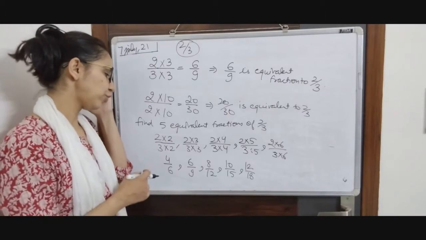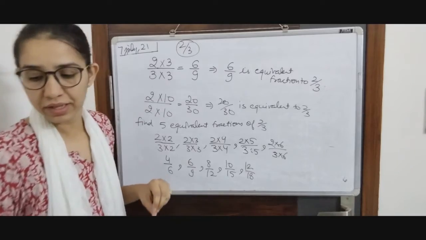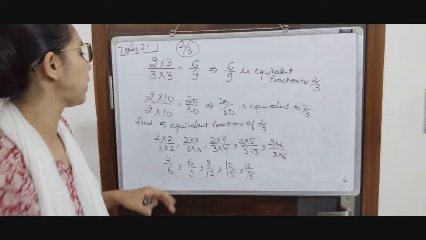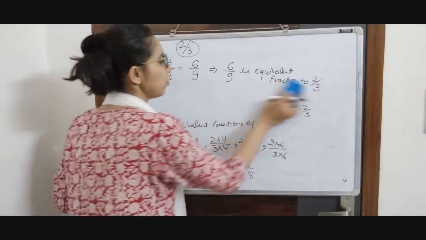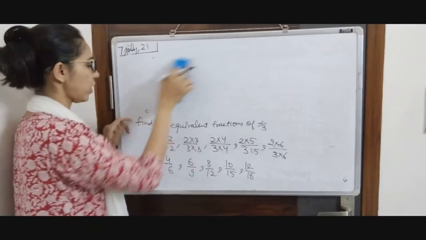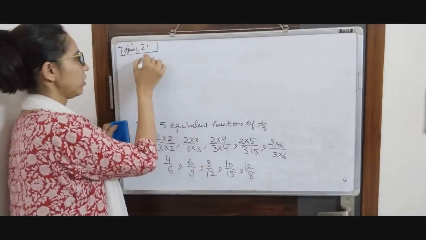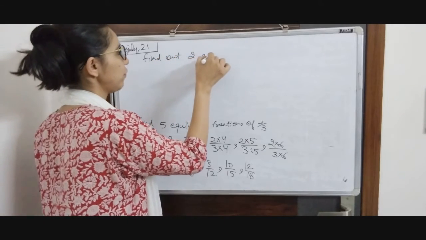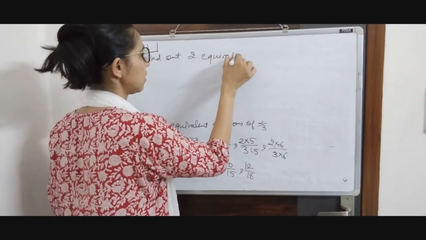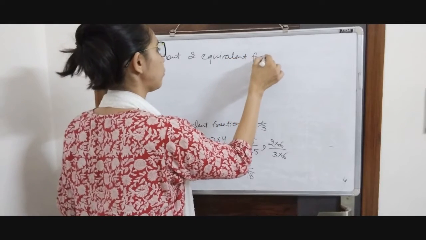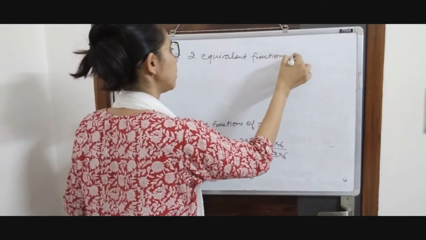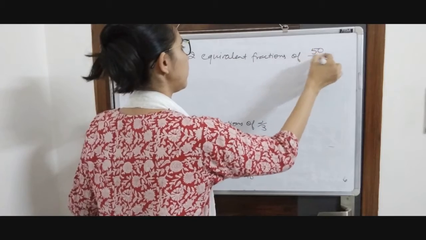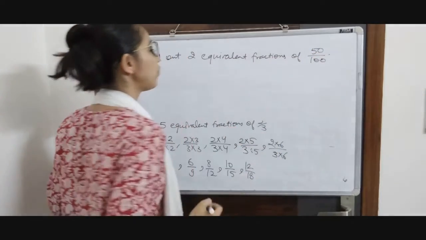Okay, now this was by multiplication. We can get the equivalent fractions by division also. How? Suppose I want to find out 2 equivalent fractions of 50 by 100. I want to find out equivalent fractions of the given fraction 50 by 100.